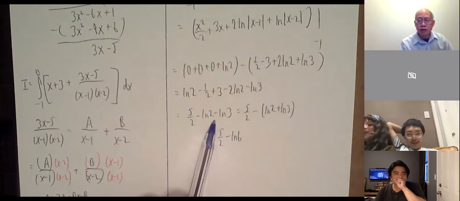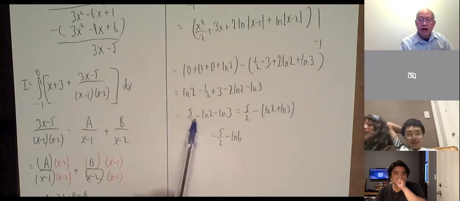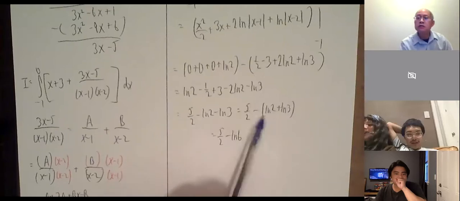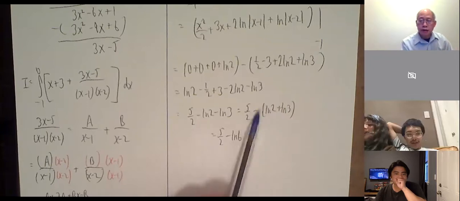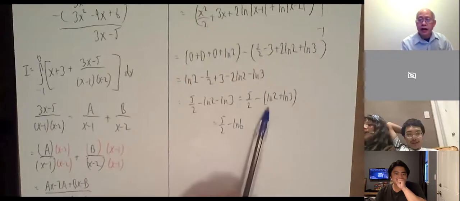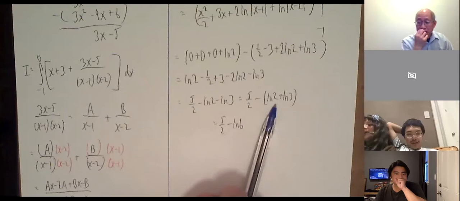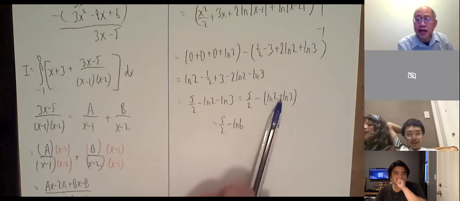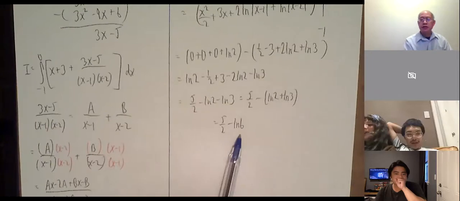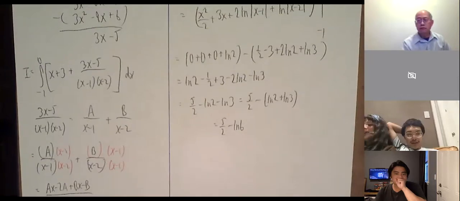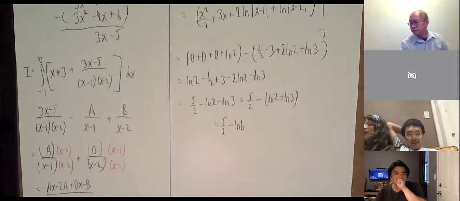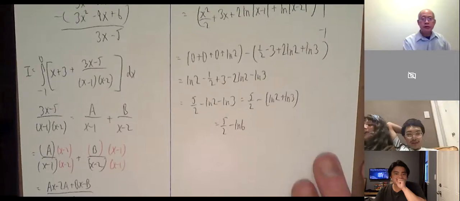Okay, and to clean it up a little bit more, I put 5/2 minus parentheses ln 2 plus ln 3. Right? Distribute minus that. And we know that ln 2 plus ln 3, one of the properties of log is the ln of 2 times 3, or ln 6. So here's the best final answer. 5 over 2 minus natural log of 6. And that's that. Okay, so that was 15.